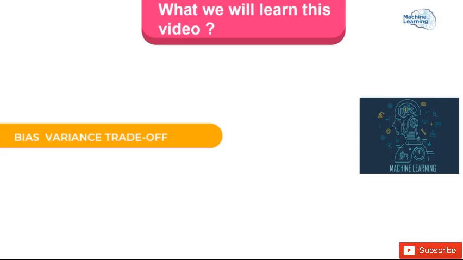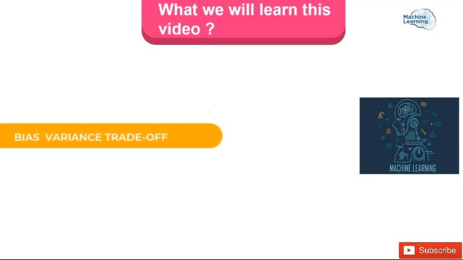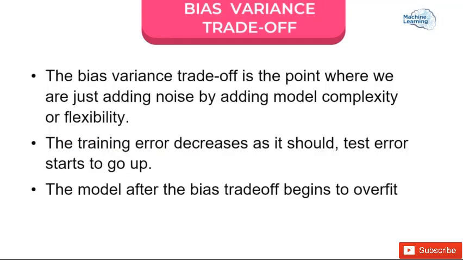So in this lesson, we're going to learn about the bias-variance trade-off and how you can use it to discuss your model. The bias-variance trade-off is fundamentally important to how you understand your model's performance and its evaluation. It is the point where we are just adding noise by adding model complexity or flexibility. The training error decreases as it should, but the test error starts to go up. So the model, after the bias-variance trade-off, begins to overfit.